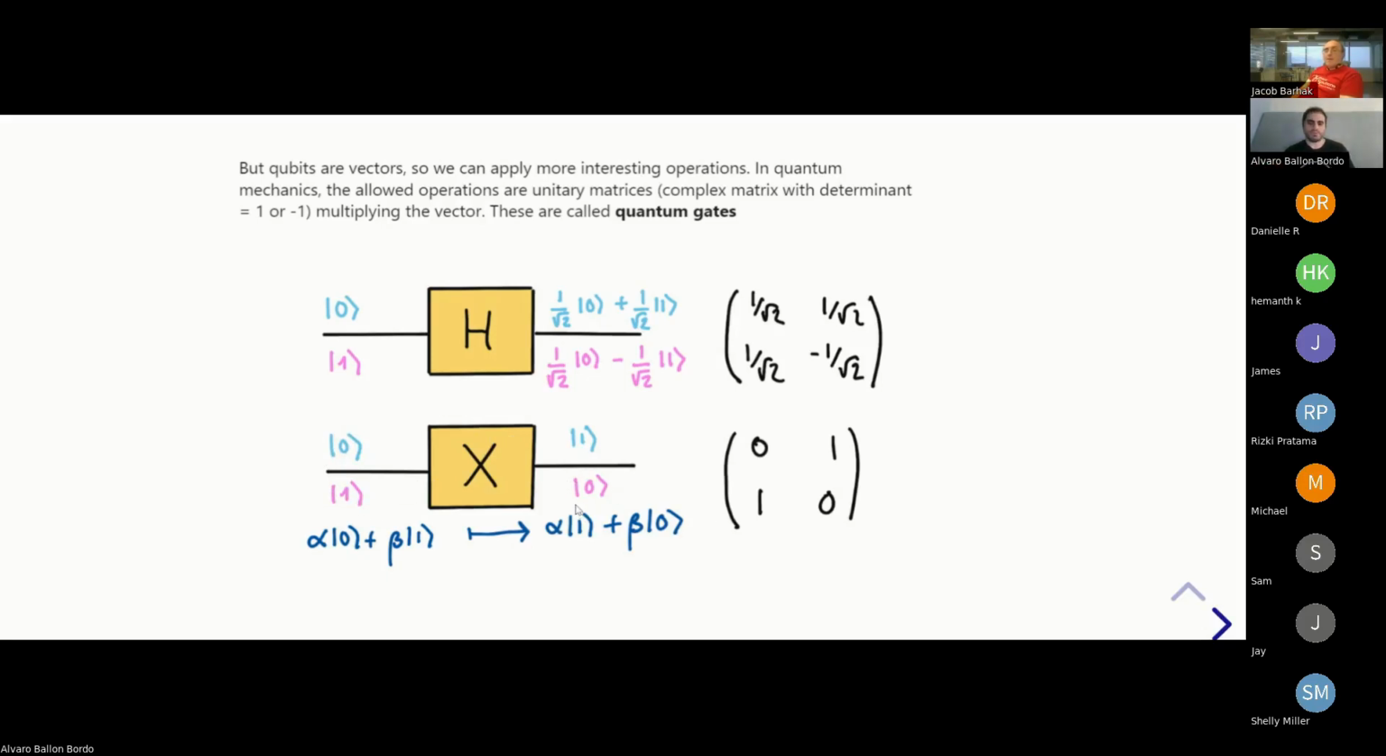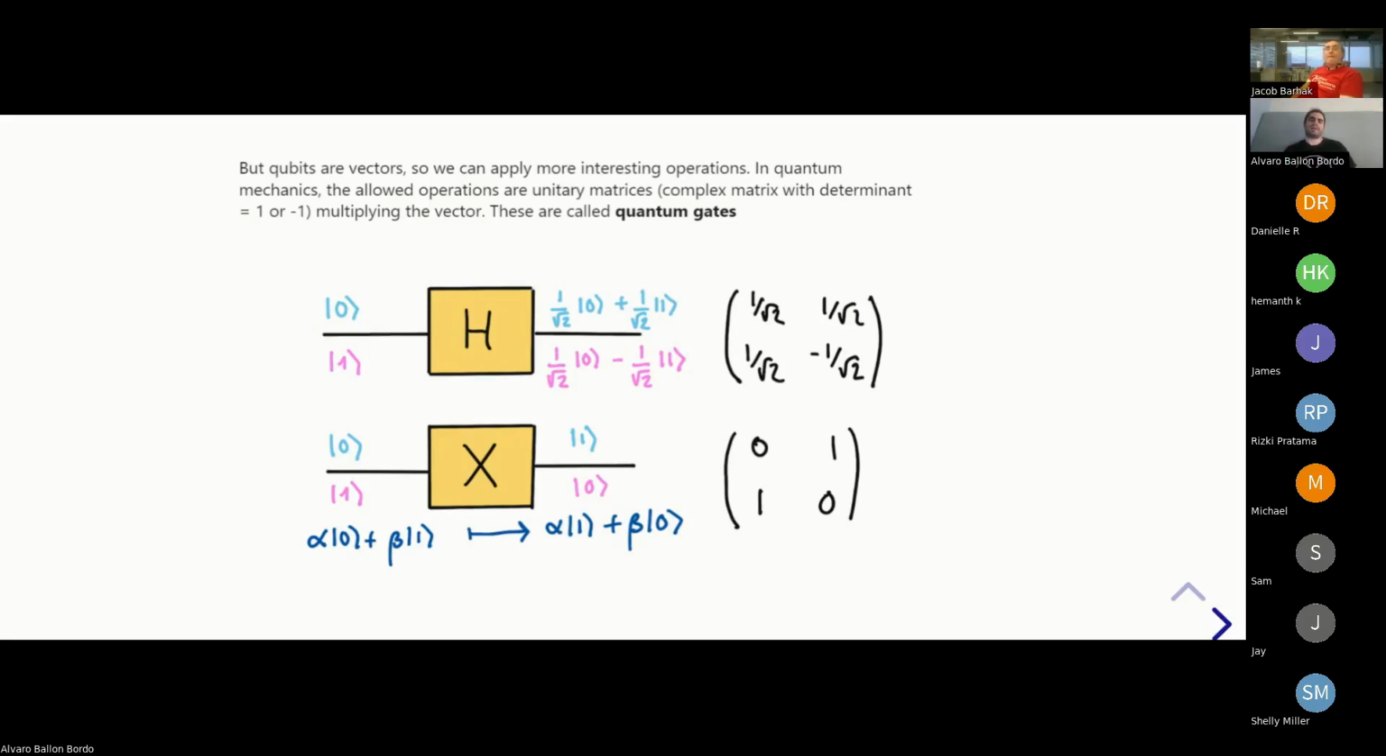So these also exist in quantum computing. But you could have basically anything, any matrix that has determinant 1 here. You can apply it to these qubits, and it will give you a different result, which you can manipulate more.